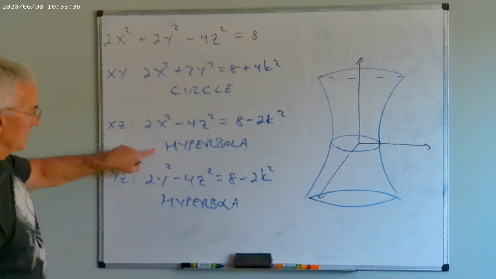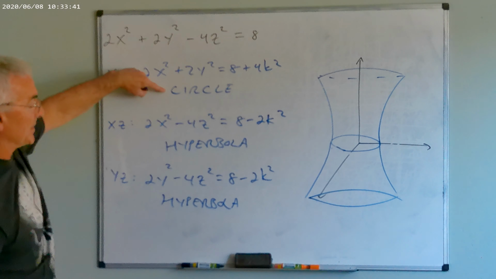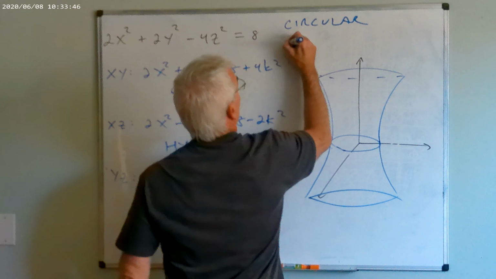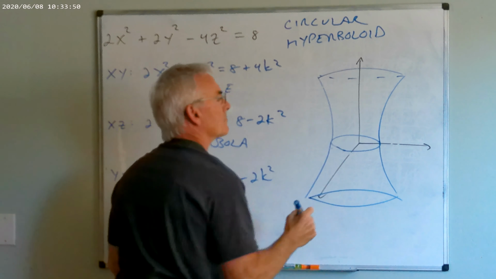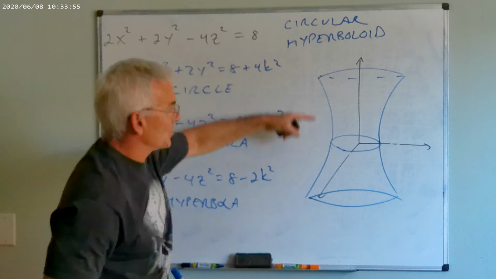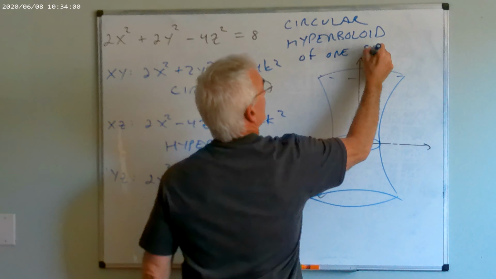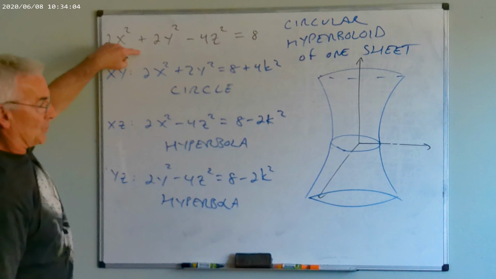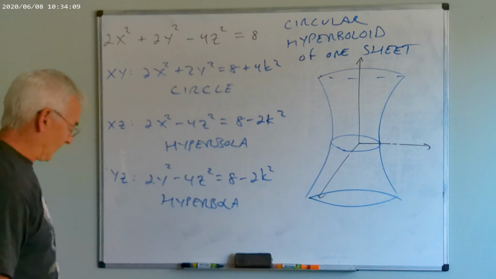So like before, hyperbola wins, so this is a hyperboloid. Because that's a circle, this would be a circular hyperboloid. We give this one a special name. Hyperboloids are special because this is just one continuous piece, we say, of one sheet. So rather than try to memorize formulas and what they would look like, figuring out the cross sections is actually pretty low level and relatively simple.